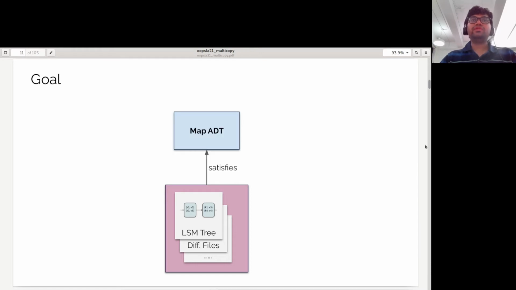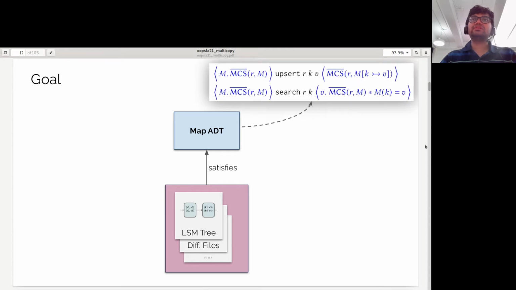Now, what do we mean by correctness? Well, what we want to prove is that these implementations satisfy the map ADT, which is to say that these implementations basically represent a map from keys to values. The upsert operation updates the map, while the search operation returns the value of the key under this map. This specification is expressed in terms of atomic triples.